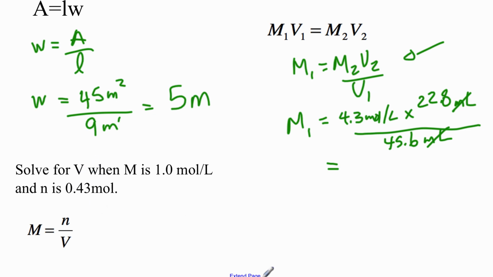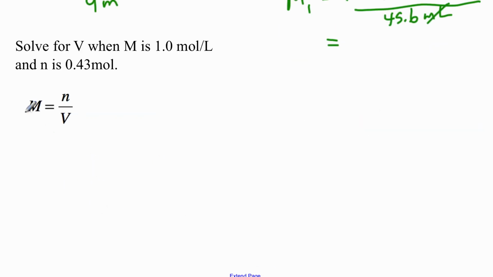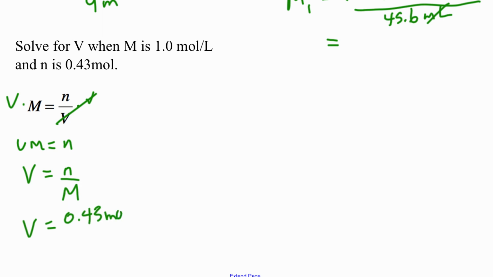Lastly, this one, solve for V. On the screen before, we manipulated this formula by multiplying both sides by V to give me Vm is equal to N. These cancel. Divided both sides by M, so I get V is equal to N divided by capital M. Plug in my numbers, N, 0.43 moles, divided by the molarity, which is 1.0 moles per liter.